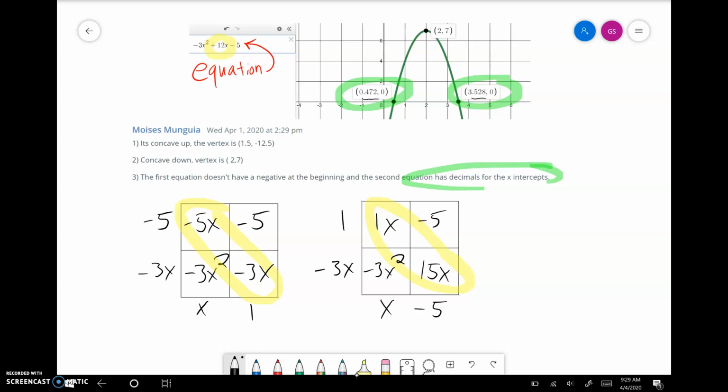I just want to be clear, just because the x-intercept is a decimal doesn't mean it's not factorable. For example, if I had 0.6666 repeating as my decimal, that's just 2/3. That actually is factorable. We'll see some other examples of that happening, but these decimals are kind of weird. There's no real pattern. I can't figure out what the next number is. That's a clue to tell me this is not factorable.